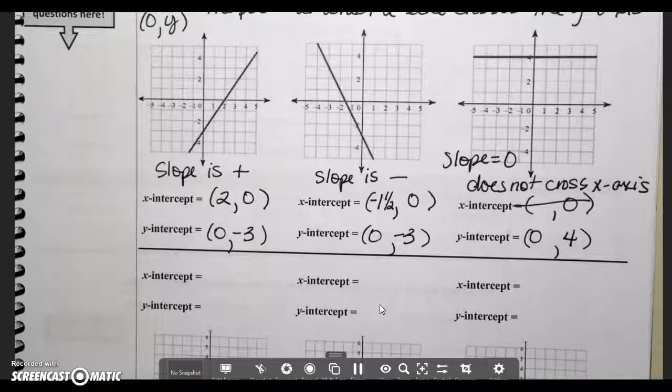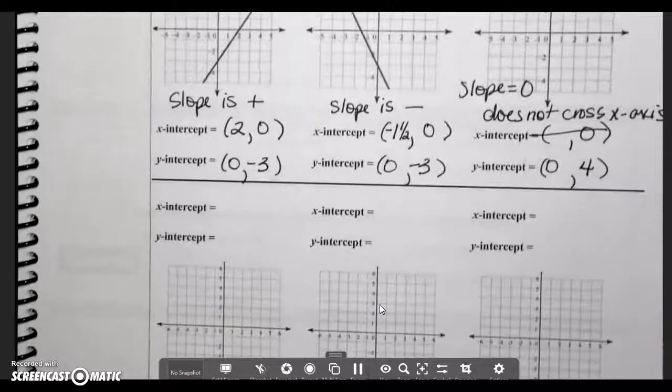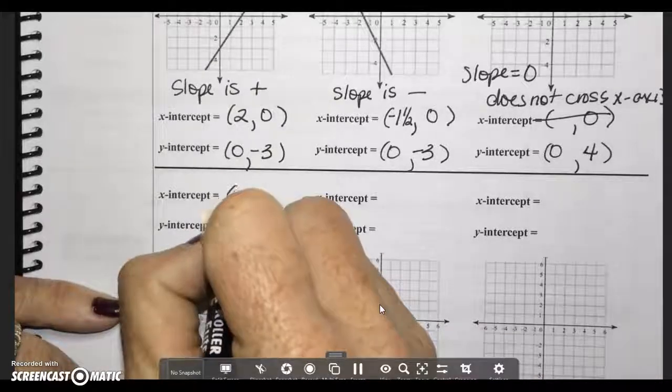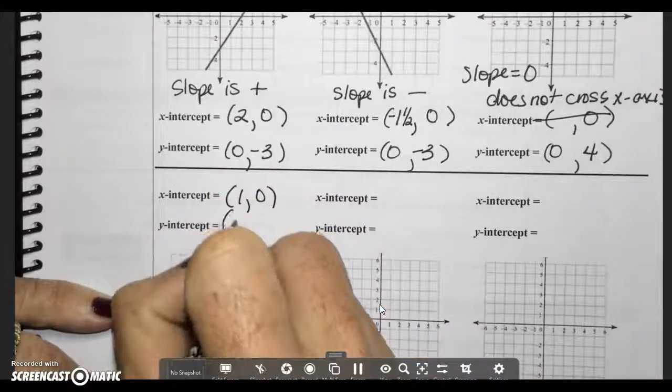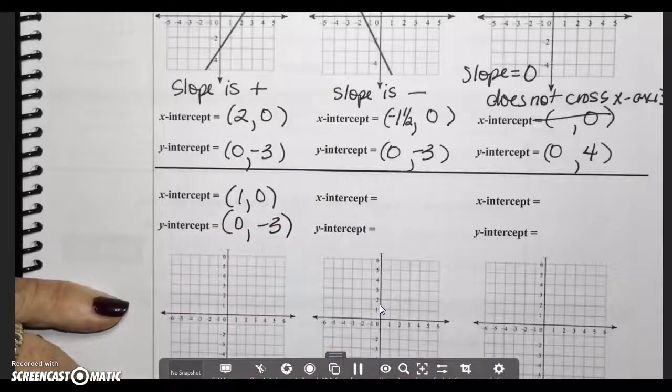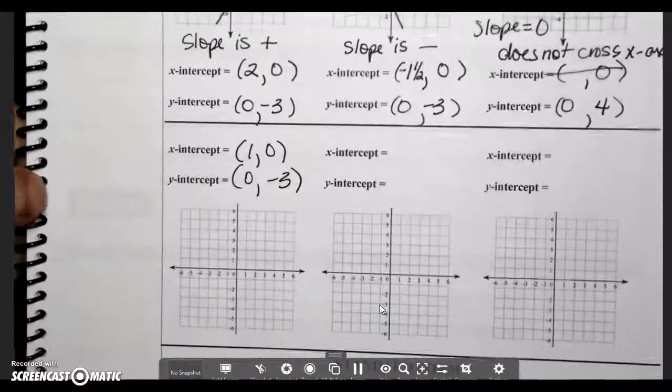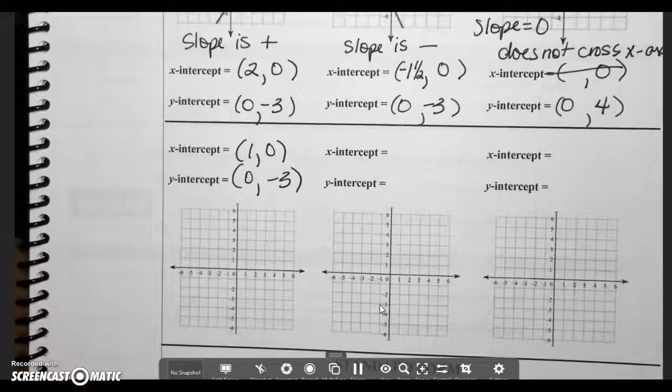So in the next section, I would like you to now graph with the intercepts that I'm giving you. Okay? So the first one has an x-intercept of 1, 0, and a y-intercept of 0, -3.